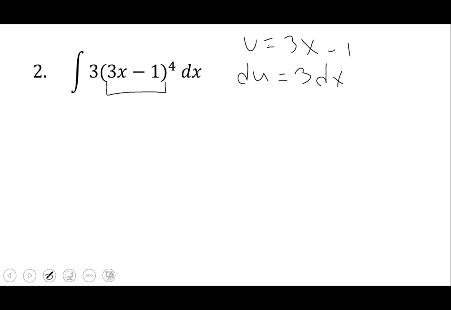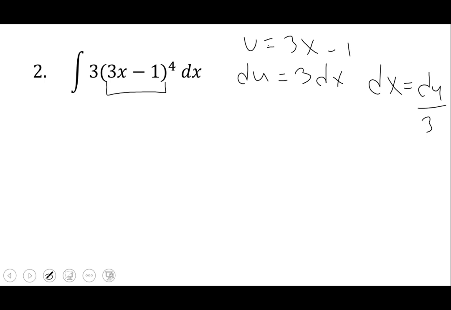And again, all I did here was save myself the trouble of having to do the cross multiplication step. So if you want to use my little cheat going forward, feel free. If you don't, that's fine as well. Remember, you have to solve for dx. So dx is equal to du over 3.